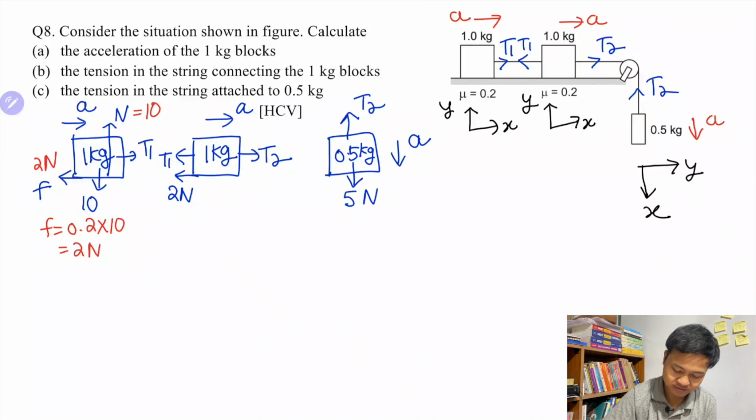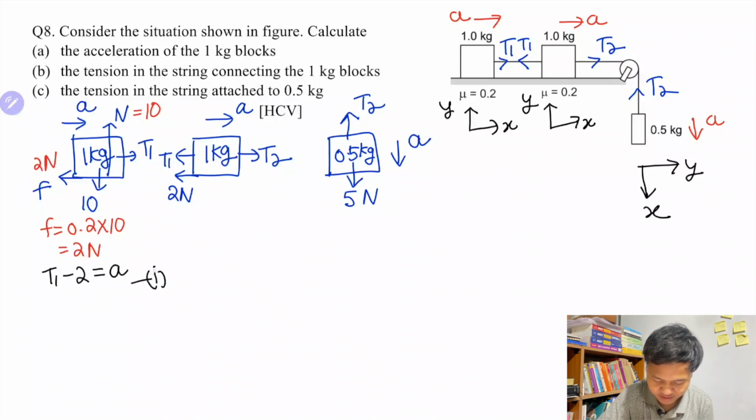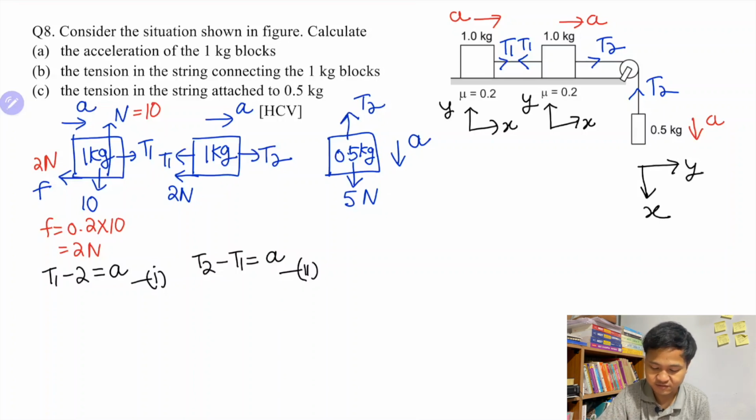Force equation for the first 1 kg block: T1 minus 2 should be equal to 1 into A. Equation number 1. For the other 1 kg block, the force equation is T2 minus T1 minus 2 should be equal to 1 into A. Equation number 2. For the 0.5 kg block, plus 5 and negative T2: 5 minus T2 should be equal to 0.5 into A. Equation number 3.